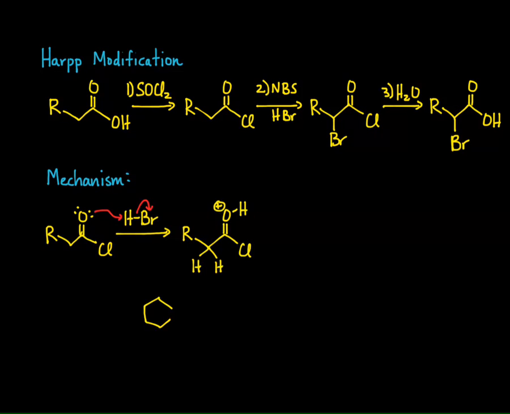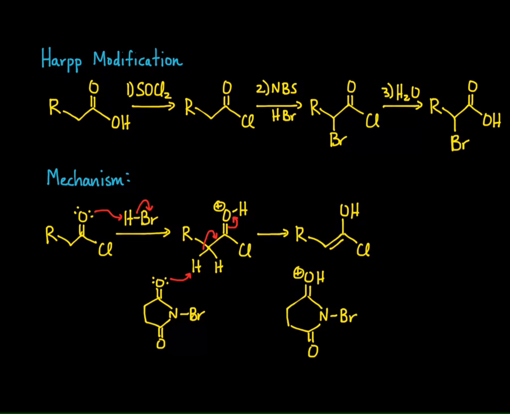So if you recall, the structure of NBS looks like this. And so one of the carbonyl oxygens is going to deprotonate an alpha hydrogen, and I'm going to generate my enol. So here I have my enol, and now the enol is going to react with that protonated N-bromosuccinimide. So now I have my protonated N-bromosuccinimide.